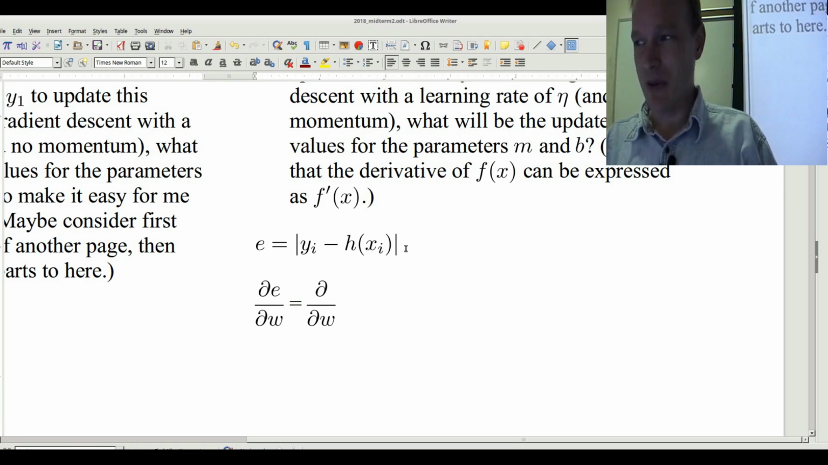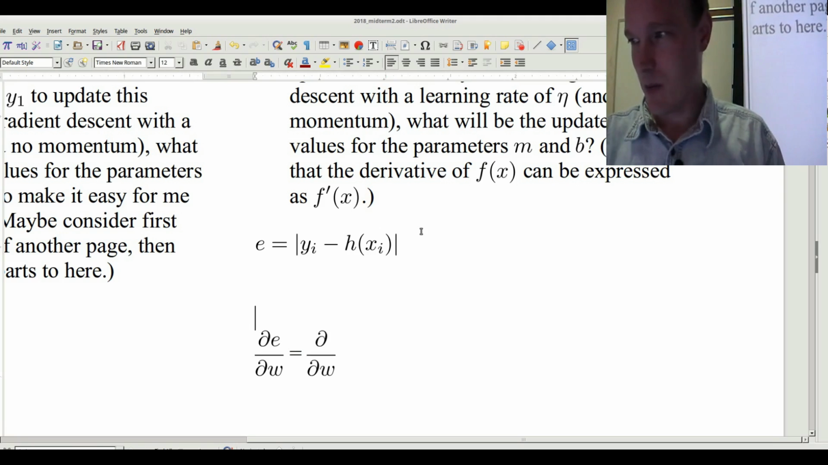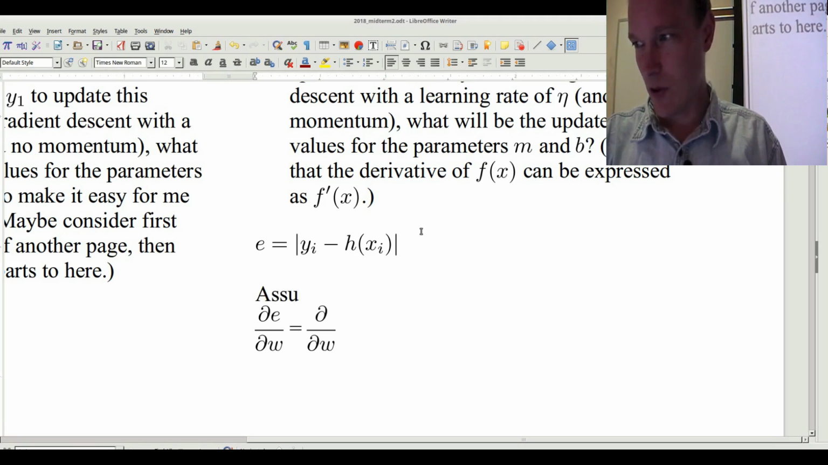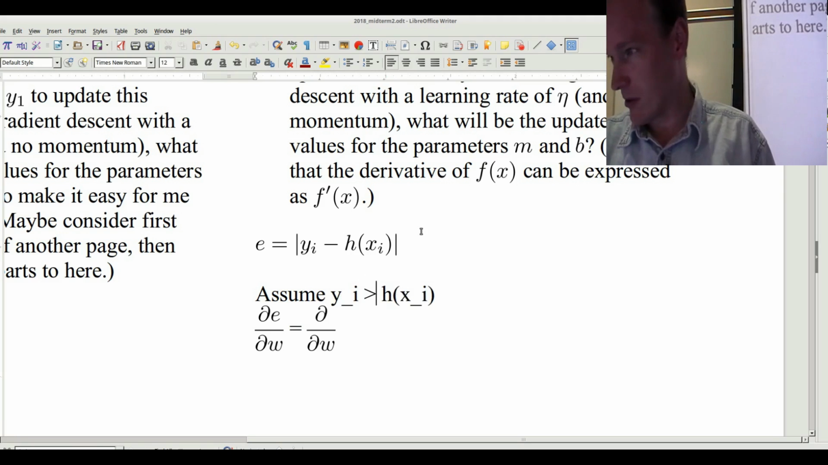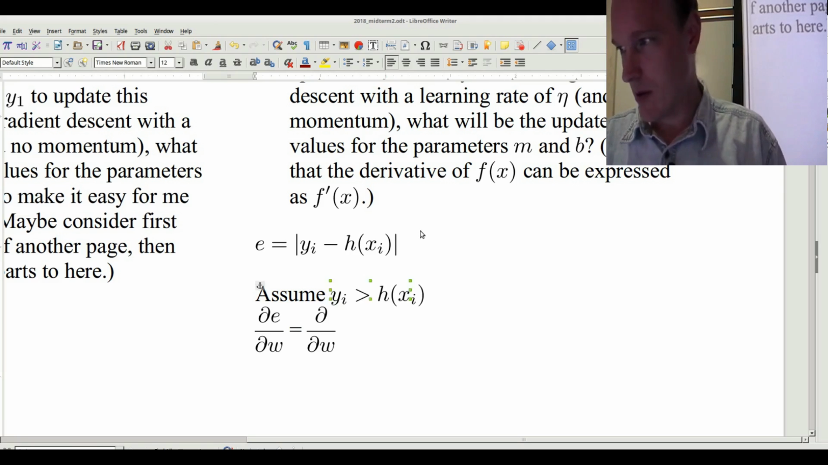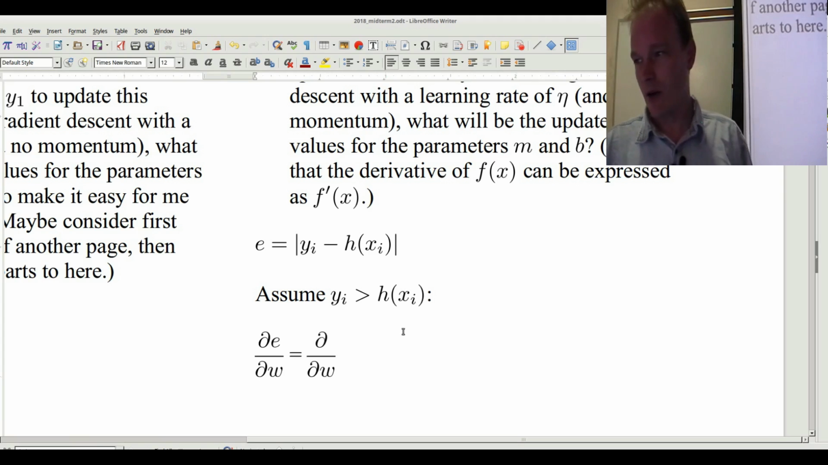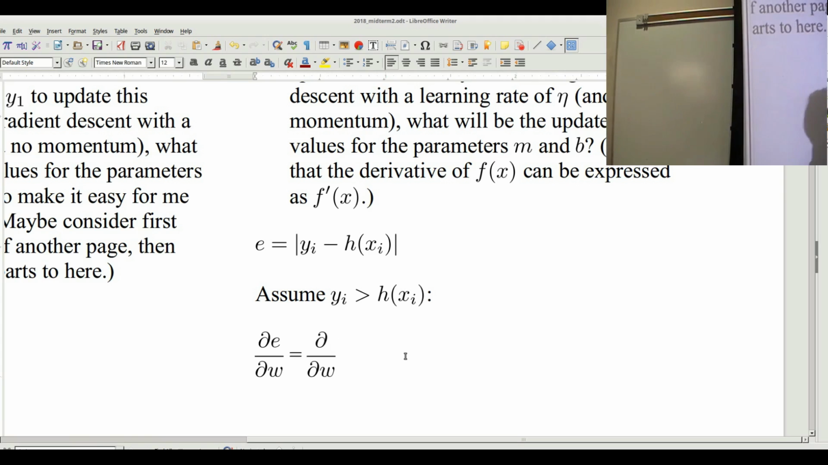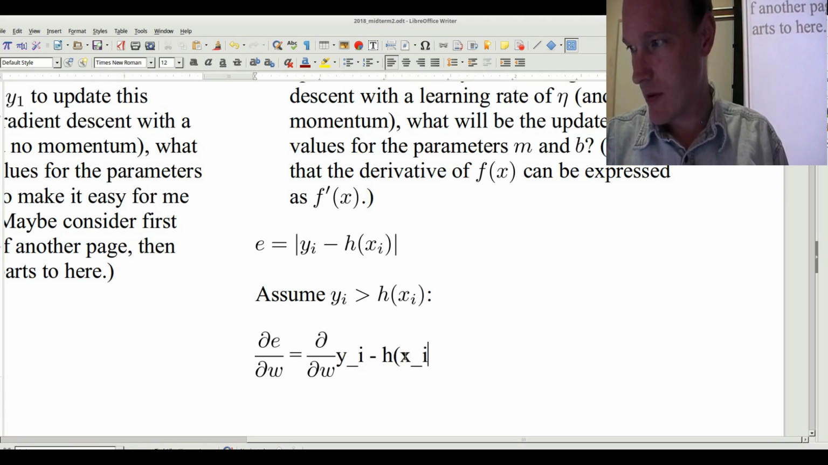So yeah, basically there's going to be two cases. There's the one case where this is negative and the one case where this is positive, and that's the only way to deal with an absolute value. So let's make an assumption. Assume y sub i minus h of x sub i is greater than zero, and then we'll do the less than case next, and there you go. If we make that assumption, then the absolute value just goes away, and life becomes super easy because now we're just doing y sub i minus h of x sub i.